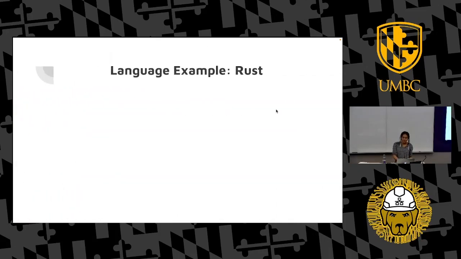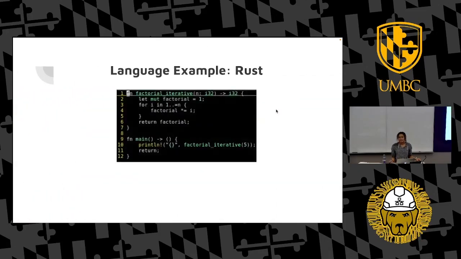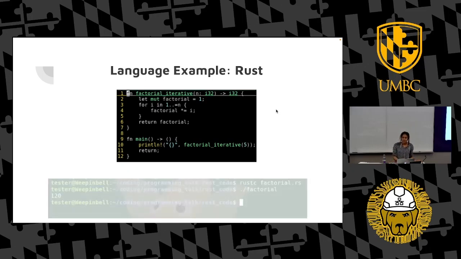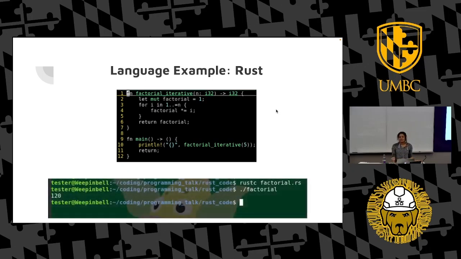So here's an example of a program run in Rust. It is an imperative language, so it looks closer to C and C++. It looks fairly similar. That's how you would compile the program, and then you would run it similarly to how you would run the C file or the Haskell file.